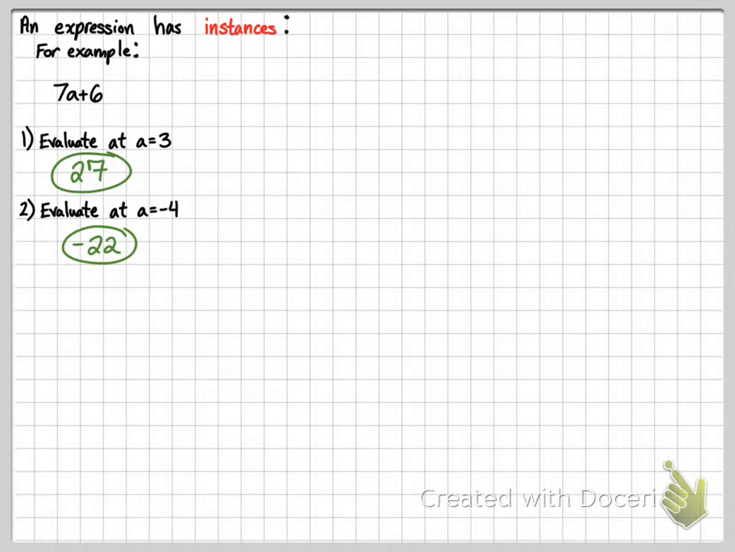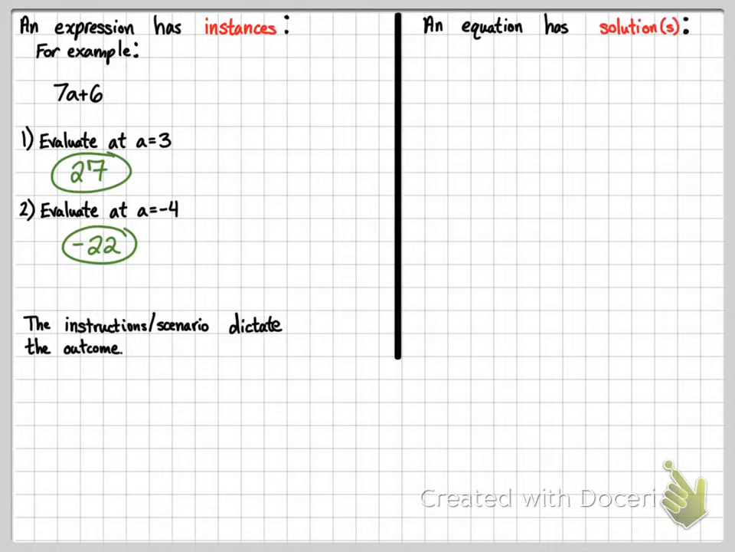And there are literally an infinite number of instances, right? We could put in negative 100. We could put in 555. Whatever you want, you can make a equal, right? And you're going to get a different answer, right? So we have different instances here. So the instruction or scenario dictates the outcome. It just depends on what you plug in for a, and it's going to be a different outcome.